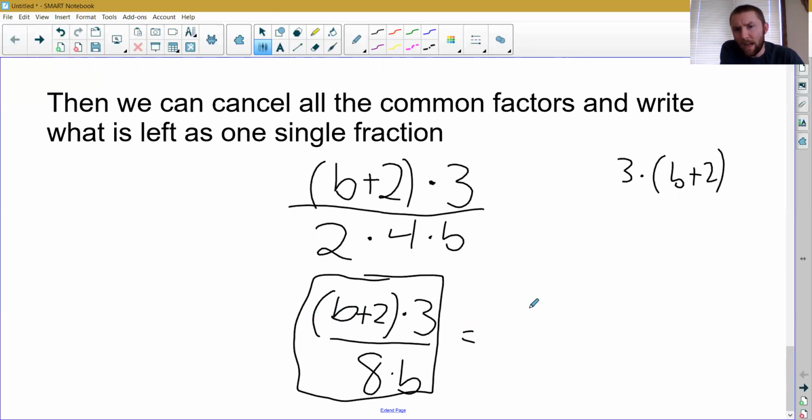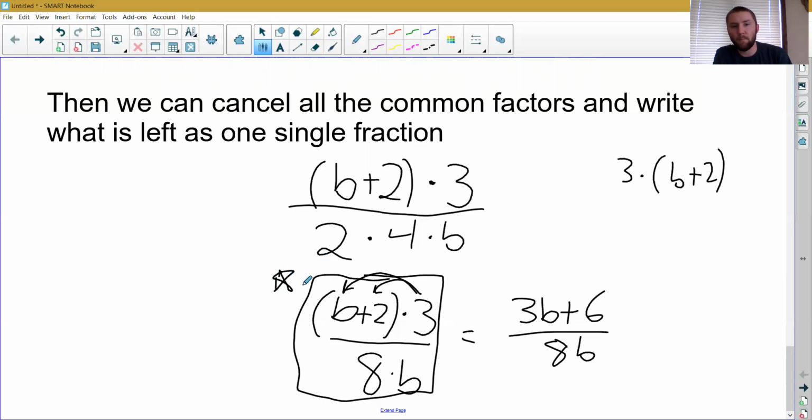Now, the back of your book will probably distribute the 3. You're welcome to do that as well if you'd like to. It would become 3b plus 6 over 8b. That maybe is the simplest way to write this, but I'm not going to make you do that. If we have everything factored out, then we can see if there's anything else that can cancel. So I maybe prefer this version, but if you want to multiply it back together, that's totally fine.